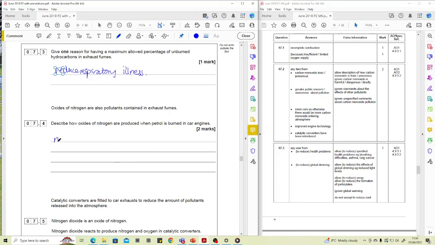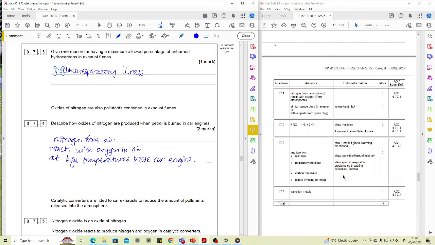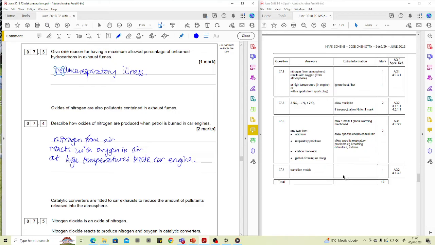So we've got nitrogen from the air, reacts with oxygen in the air at high temperatures inside internal combustion engines. So there's nothing you can do about it. It's not from the fuel. It's going to happen. So on this particular mark scheme, it's asking you to have nitrogen reacts with oxygen all for 1 mark.